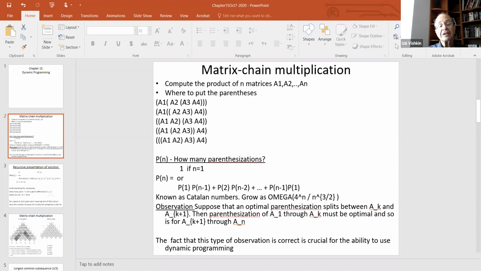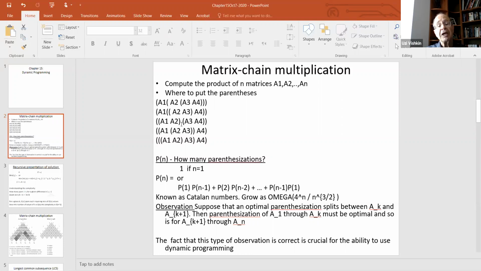What will be the difference? How will I take into account the difference between the first option and the second option? It will come through M24. Right? The M24 will account for these two possibilities. Either do first the multiplication of A3 and A4 and then multiply by A1, or first A2 and A3 and then A4.